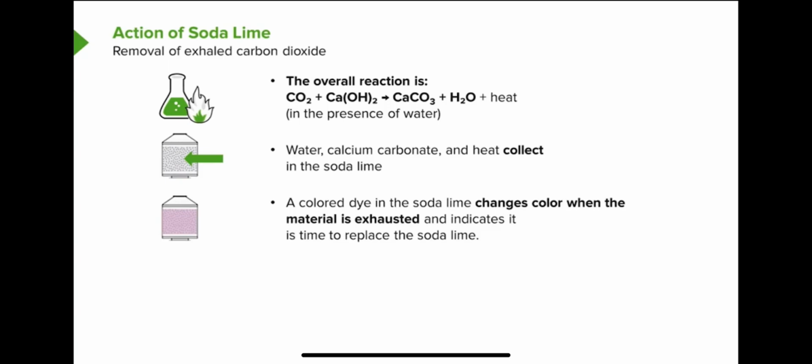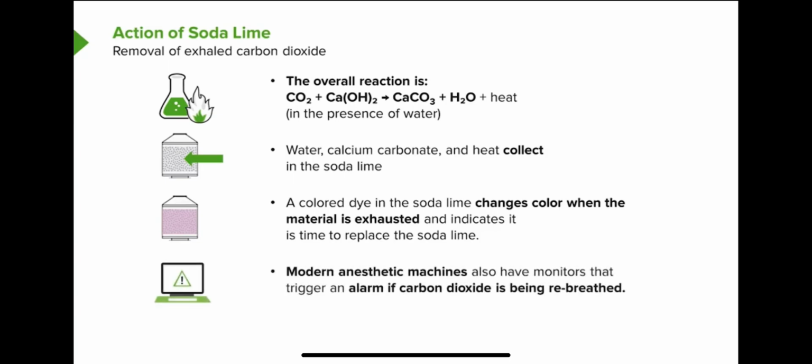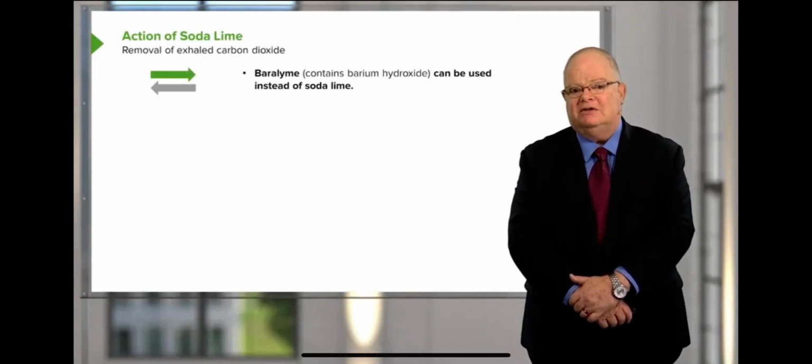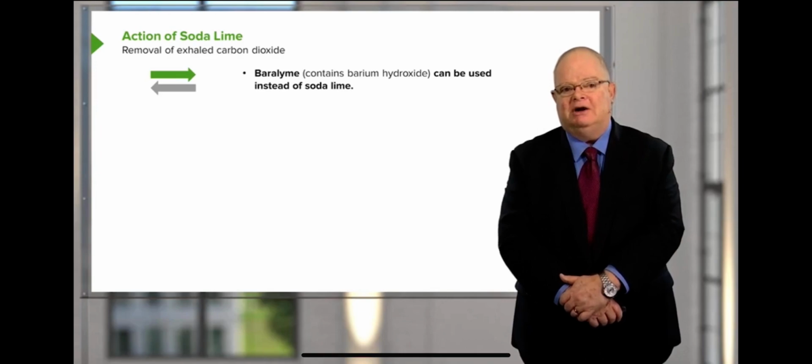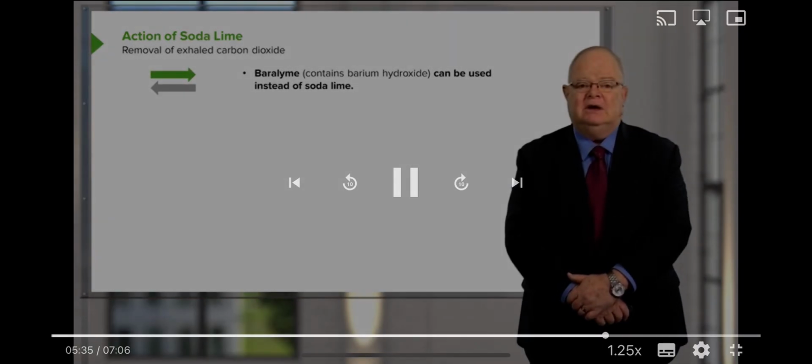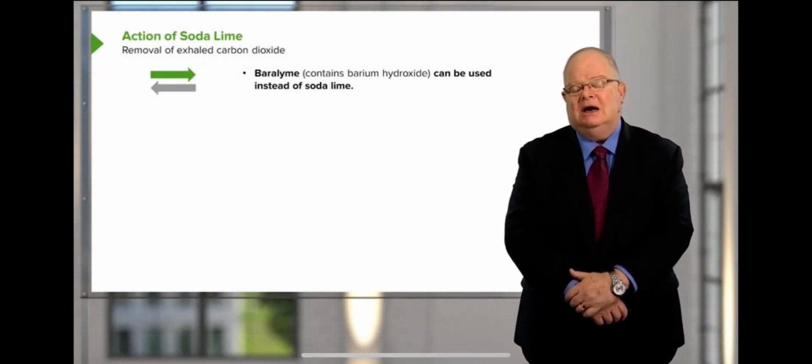In addition to the soda lime changing color, the expired and inspired gases are being monitored. So it's possible to see if carbon dioxide is building up in the circuit and the patient is rebreathing carbon dioxide, which is a situation we simply can't allow to happen. Baralyme is basically the same substance as soda lime, except it uses barium hydroxide instead of calcium hydroxide in the granules. Similar systems exist in submarines, diving bells, and decompression chambers, but in nowhere near the finickiness that is apparent in the anesthetic machine.